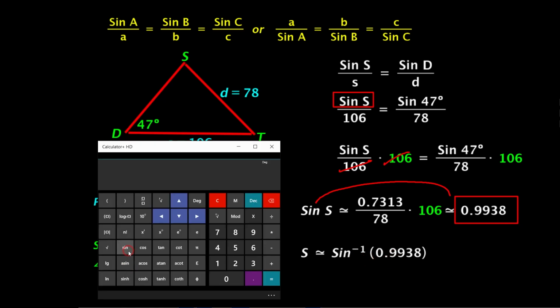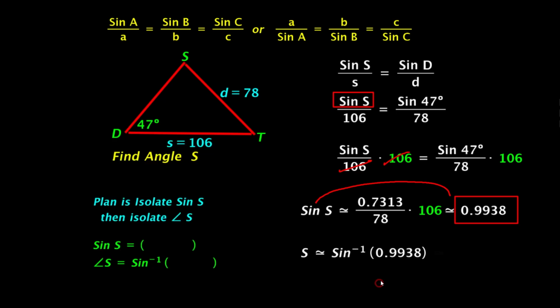Finding the value of sine inverse of that decimal: some calculators have the inverse sine button and some use arcsine. Arcsine is the same as sine inverse. Sine inverse of 0.9938 turns out to be 83.61. We will just round off the value to 83.7 degrees. That is the value of angle S, which is 83.7 degrees. And we are done.